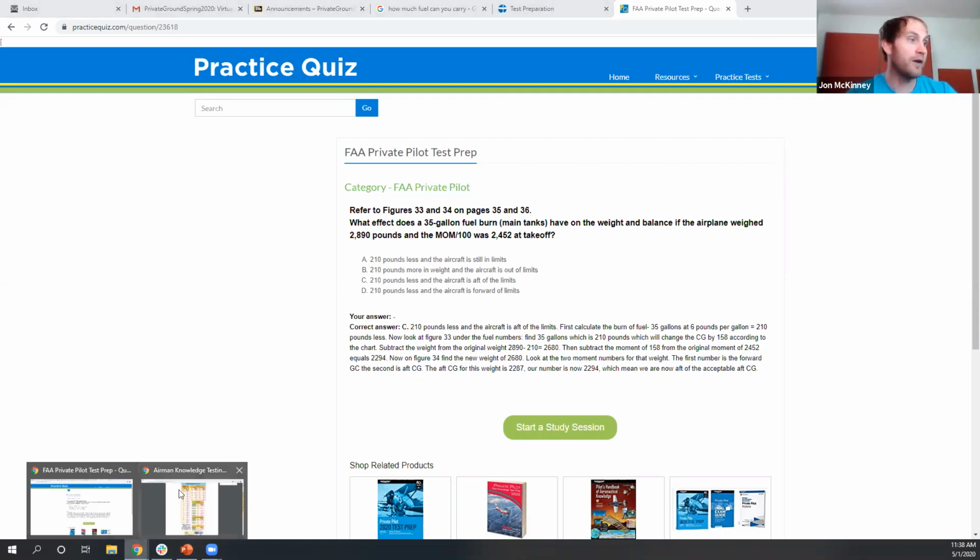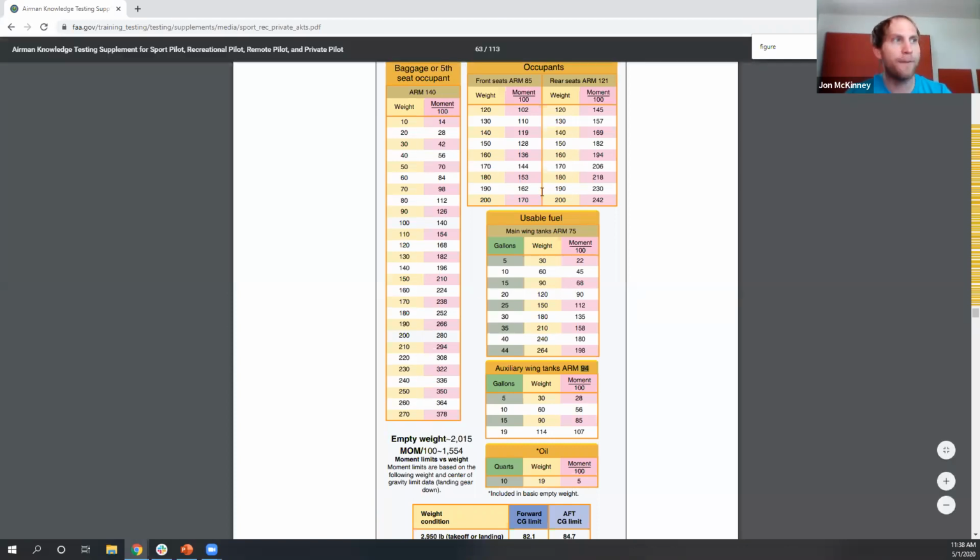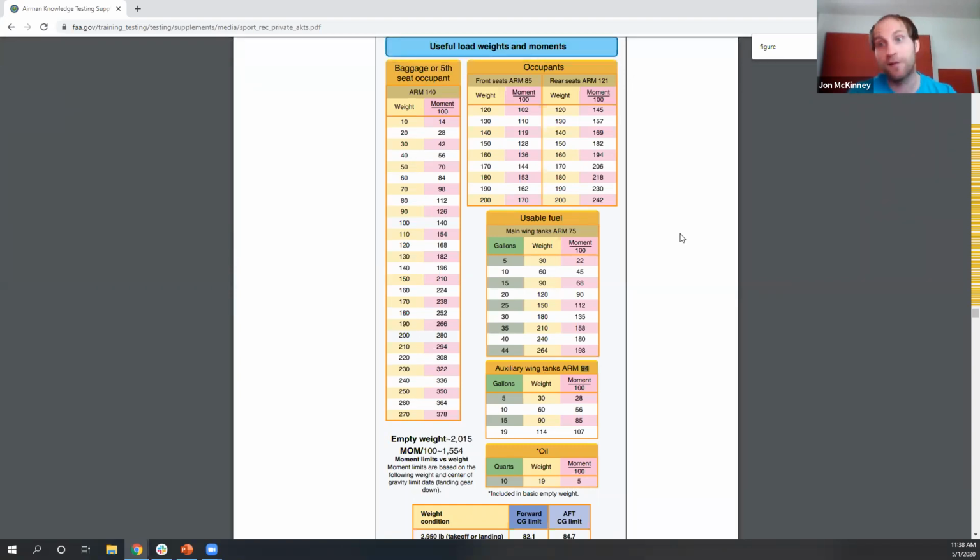What you're learning, though, in this chart is that they've already done the math for you. This figure looks so complicated because there are numbers everywhere, but it's really just the fact that they've done a lot of math for you, and you look at the chart to figure out what the math answer is. So in this example, here are your gallons from the main tanks, and you said you're going to burn 35 gallons. Well, they're telling you right there, that's 210 pounds worth of weight, which is the same thing you did when you reached for your calculator and typed 35 times 6.